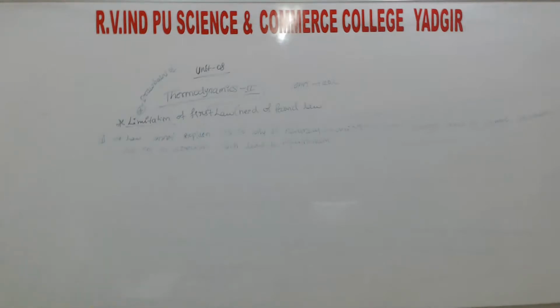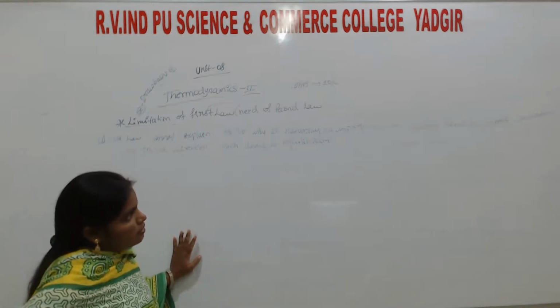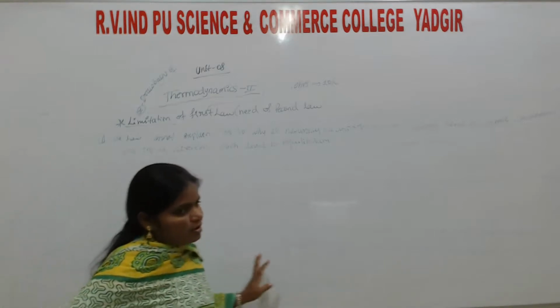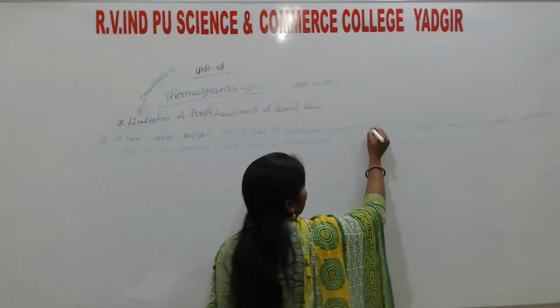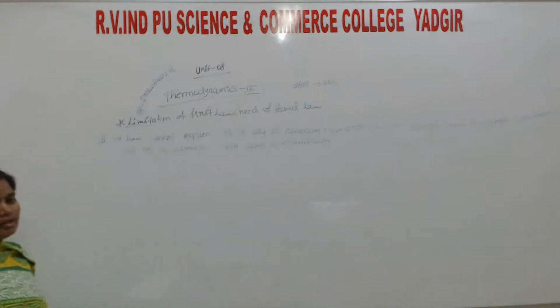Here, the first law cannot explain why all naturally occurring processes always tend to change spontaneously in a direction which leads to equilibrium. This is the fourth limitation.